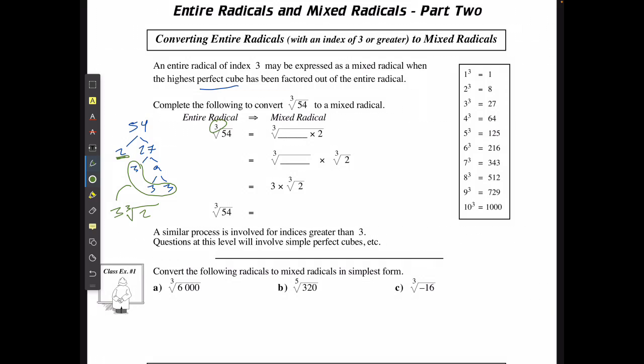I could also, if I knew all of the perfect cubes, just say what is the biggest factor that is a perfect cube. In this case, the only factor that's a perfect cube is actually 27. So it's the same as the cube root of 27 times the cube root of 2, and the cube root of 27 is 3, so it's just 3 and the cube root of 2.